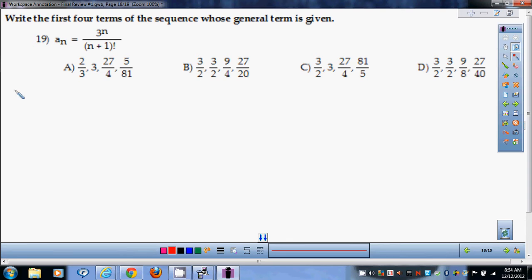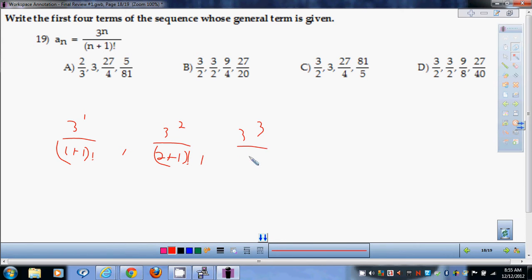Plug in numbers 1 through 4. So the first one's going to be 3 to the first over 1 plus 1 factorial. Second one is going to be 3 to the second over 2 plus 1 factorial. 3 to the third over 3 plus 1. All I'm doing is plugging in 1 through 4 for my n values.